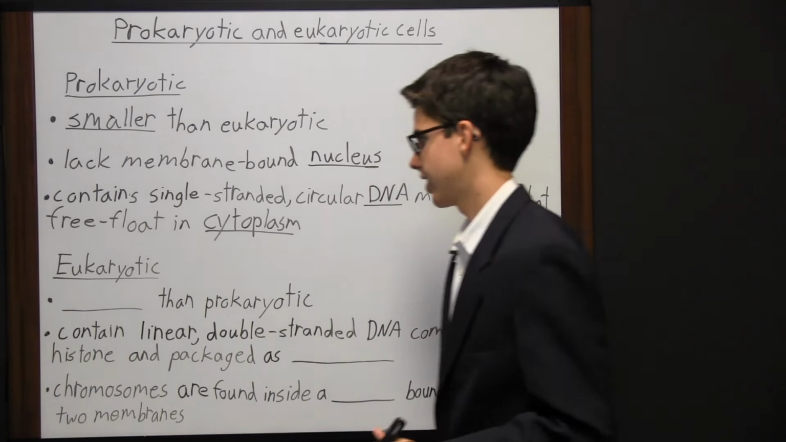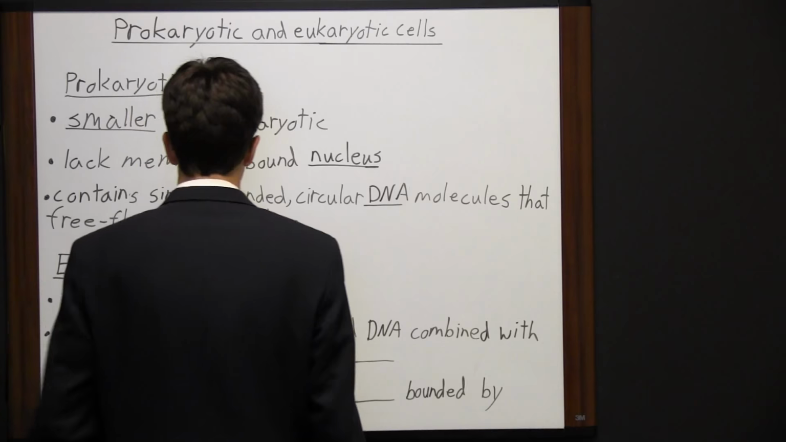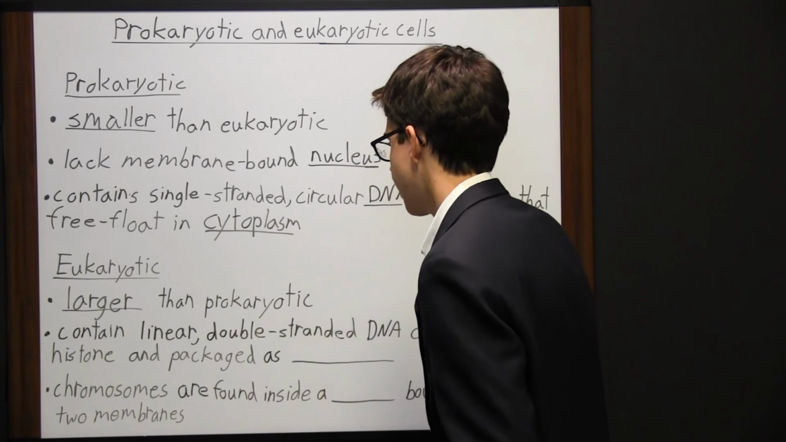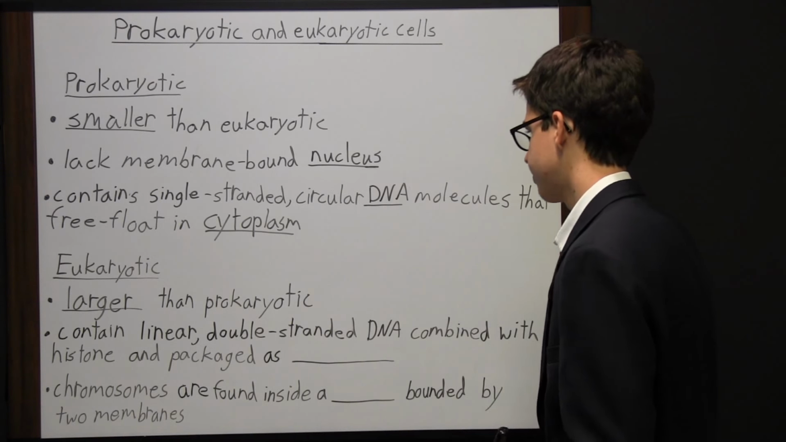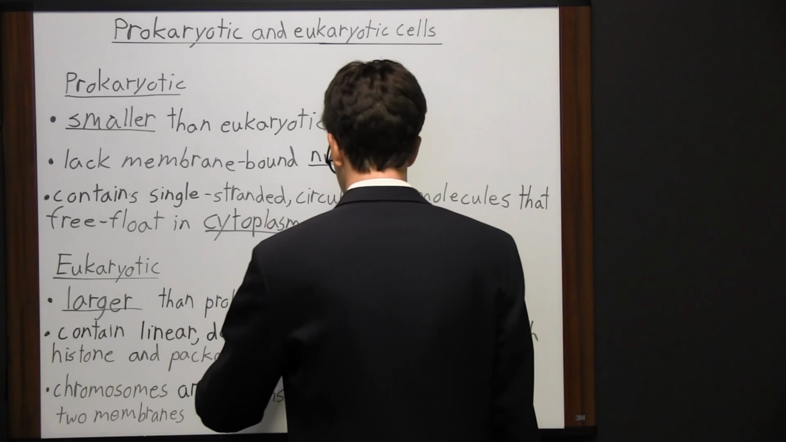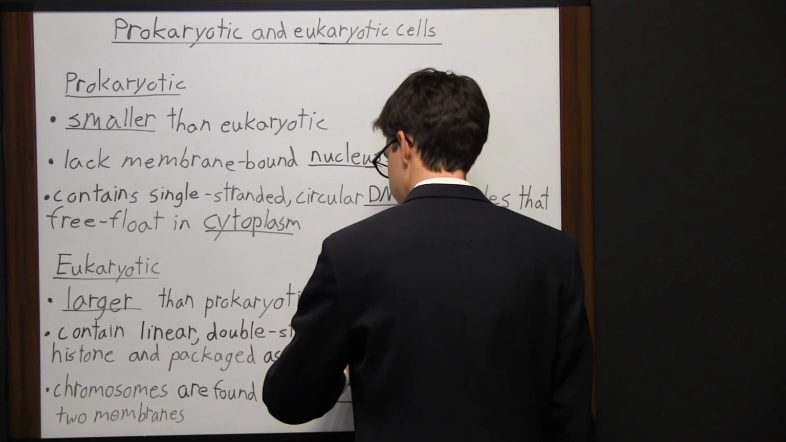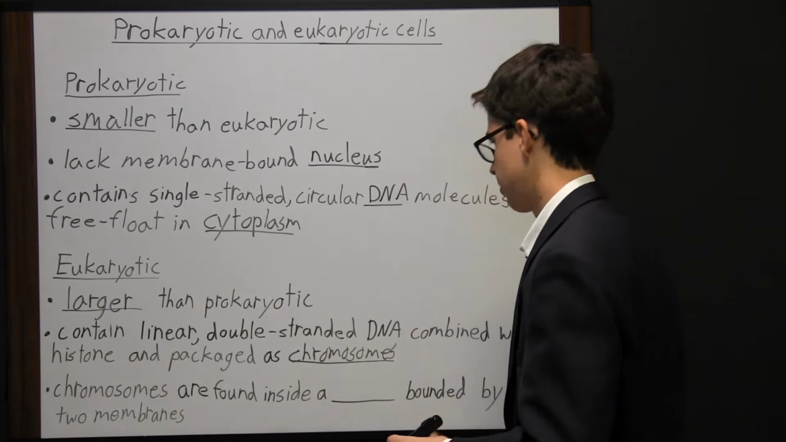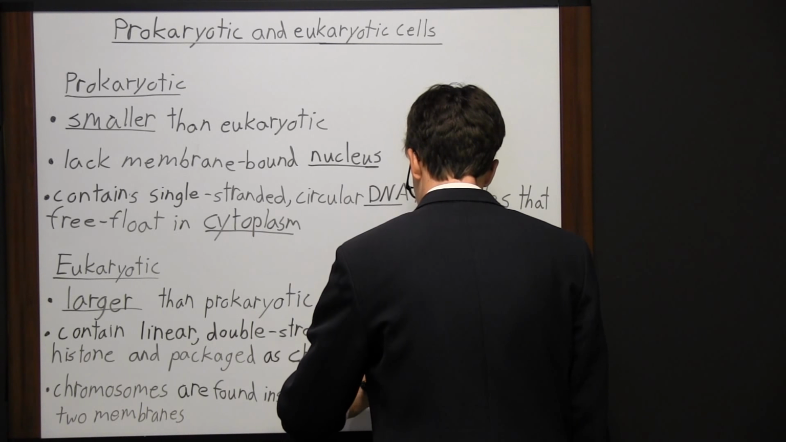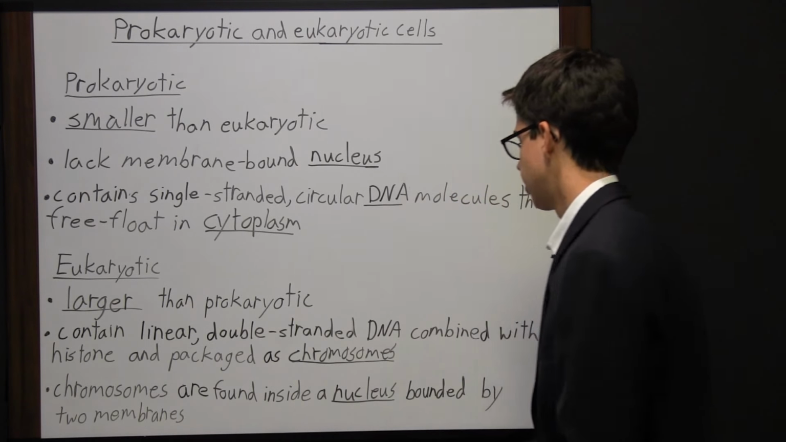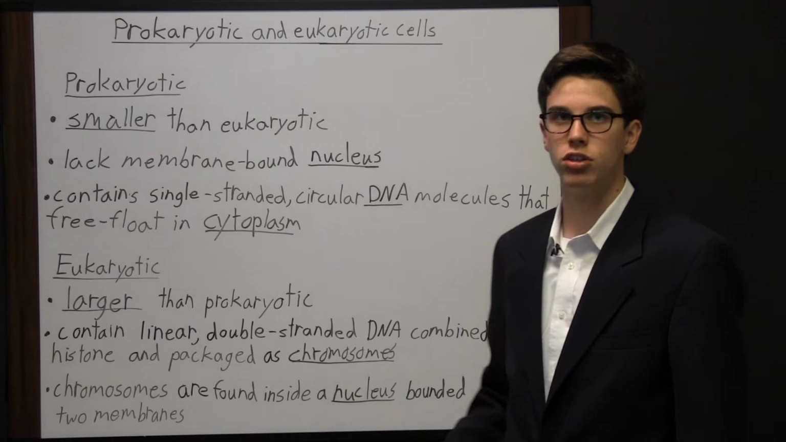Then we have eukaryotic cells, and so these are going to be obviously larger than prokaryotic cells. And these contain linear, double-stranded DNA combined with histone and packaged as chromosomes. And then the chromosomes are found inside a nucleus bounded by 2 membranes. So notice here, the eukaryotic cells do have a membrane-bound nucleus.